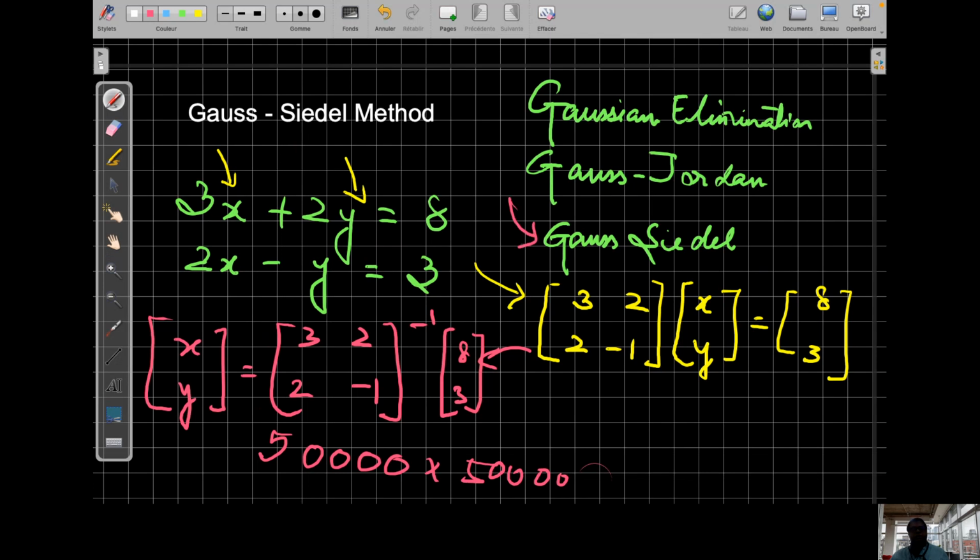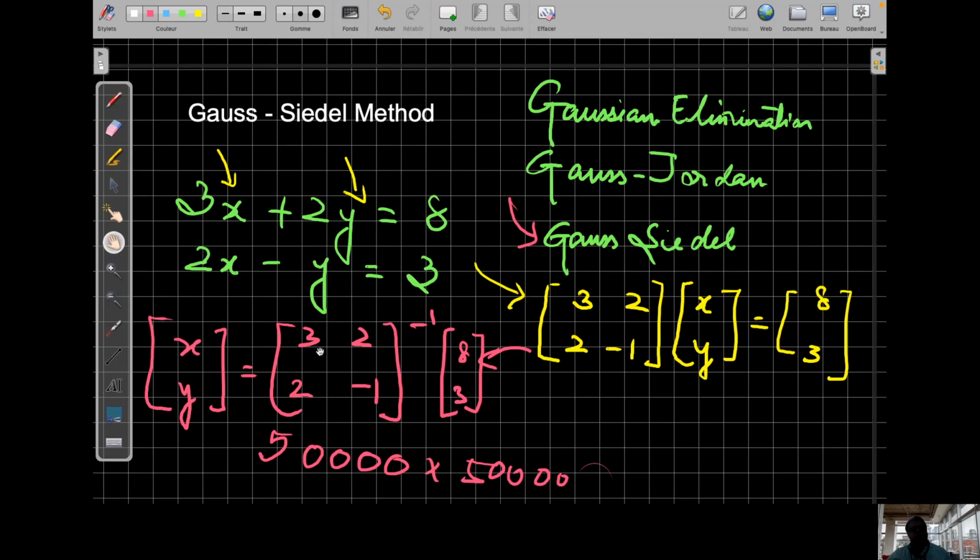What does an iterative solution mean? You assume an initial solution, and from that initial solution, you go and converge to the solution. So in the iterative method, you assume an initial solution, whereas in Gaussian elimination and Gauss-Jordan, there is no need to assume an initial solution.